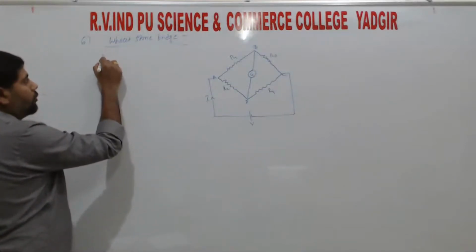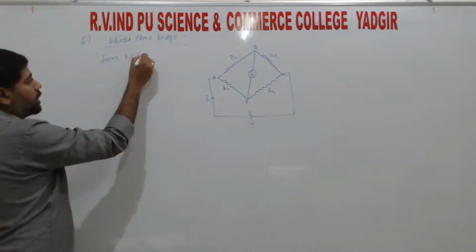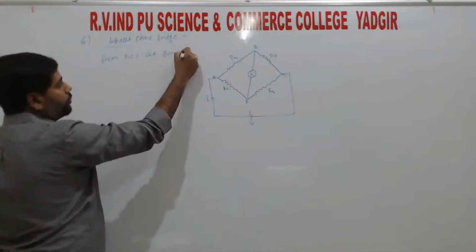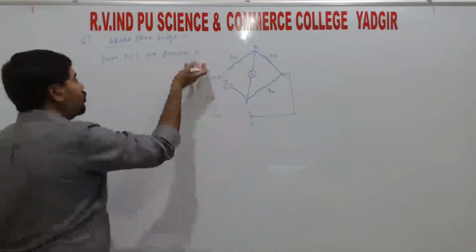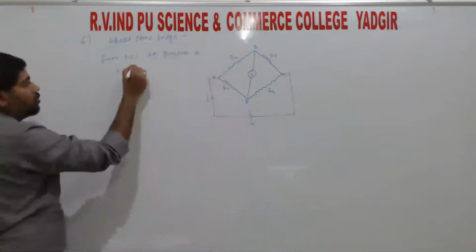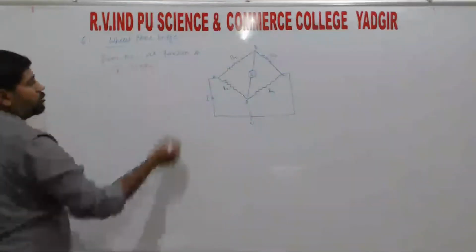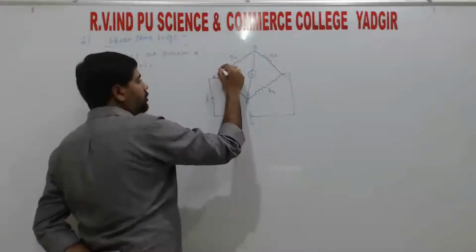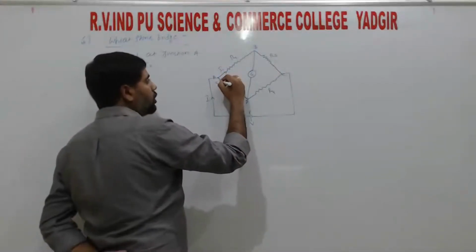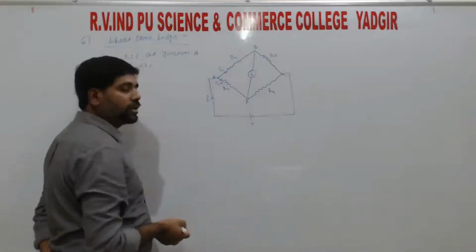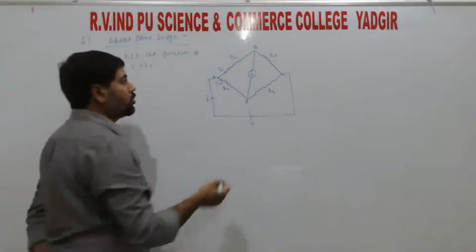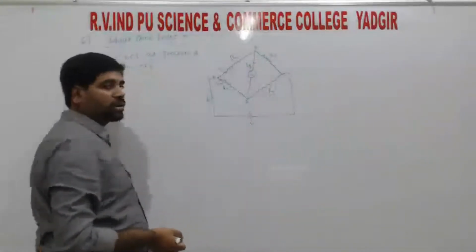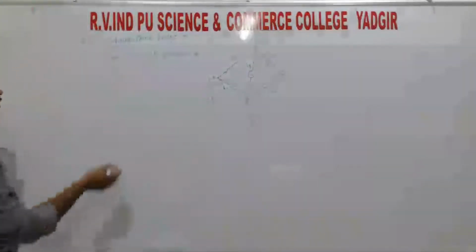So from Kirchhoff's current law at junction A, or node A, I is equals to I1 plus I2, right? So the current gets divided at the junction A. So I1 is flowing in the circuit R1, and I2 is the current which is flowing in the circuit R2, right? And also IG is the current which is flowing in the galvanometer. So the current flowing in the galvanometer we consider as IG, right?